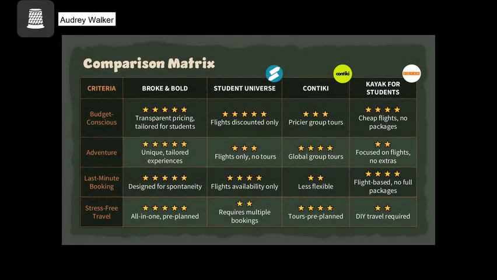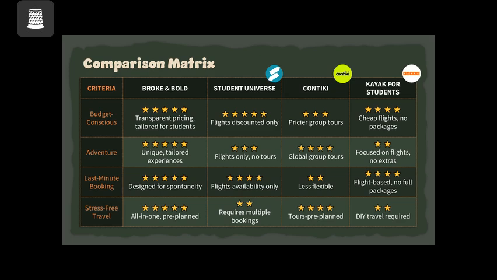Looking here at our matrix, you'll see that we focus on our direct competitors, and that's because they cater to the same audience, but they still fall short in delivering the seamless and spontaneous travel experiences that students seek. Student Universe, for example, heavily emphasizes flight discounts, leaving students to independently piece together their accommodations, their activities, and even their transportation, which can add, as you can imagine, unnecessary stress.